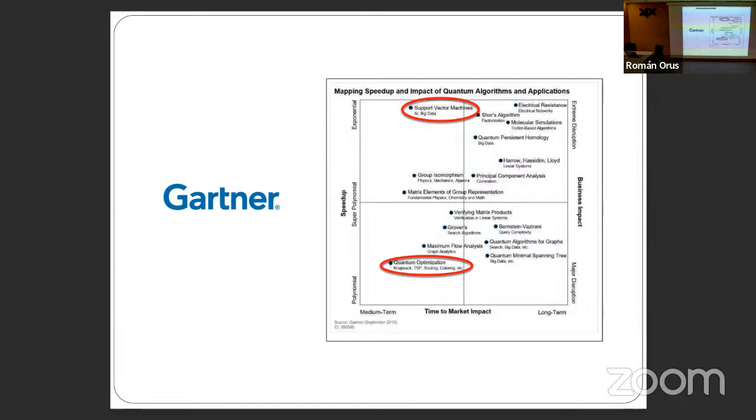But there are some applications that are going to come sooner. There are two that I think are very important. The first one is quantum optimization, and the second one, well, here it says support vector machines, but it's everything that has to do with artificial intelligence. Essentially what people call quantum machine learning.